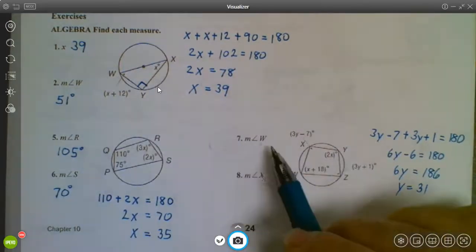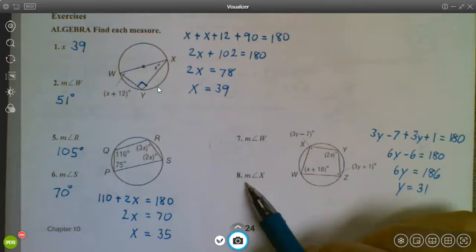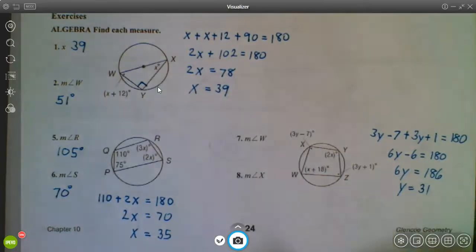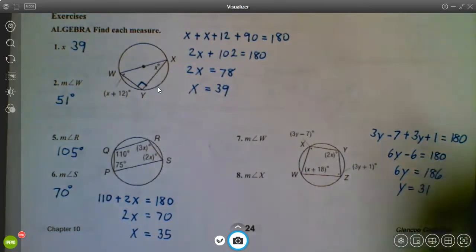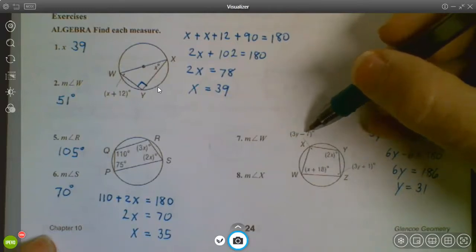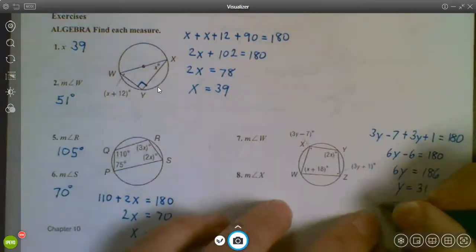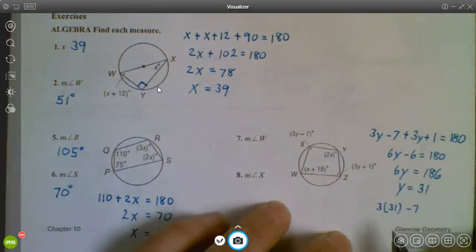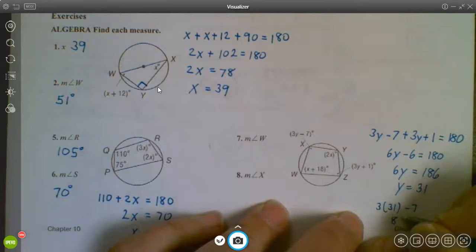Guys, keep in mind that's not what they were asking for. They want the measure of angle x. So now that I know that y is 31, let's plug it in right there. I need to do 3 times 31 minus 7. So 93 minus 7 would give you 86.